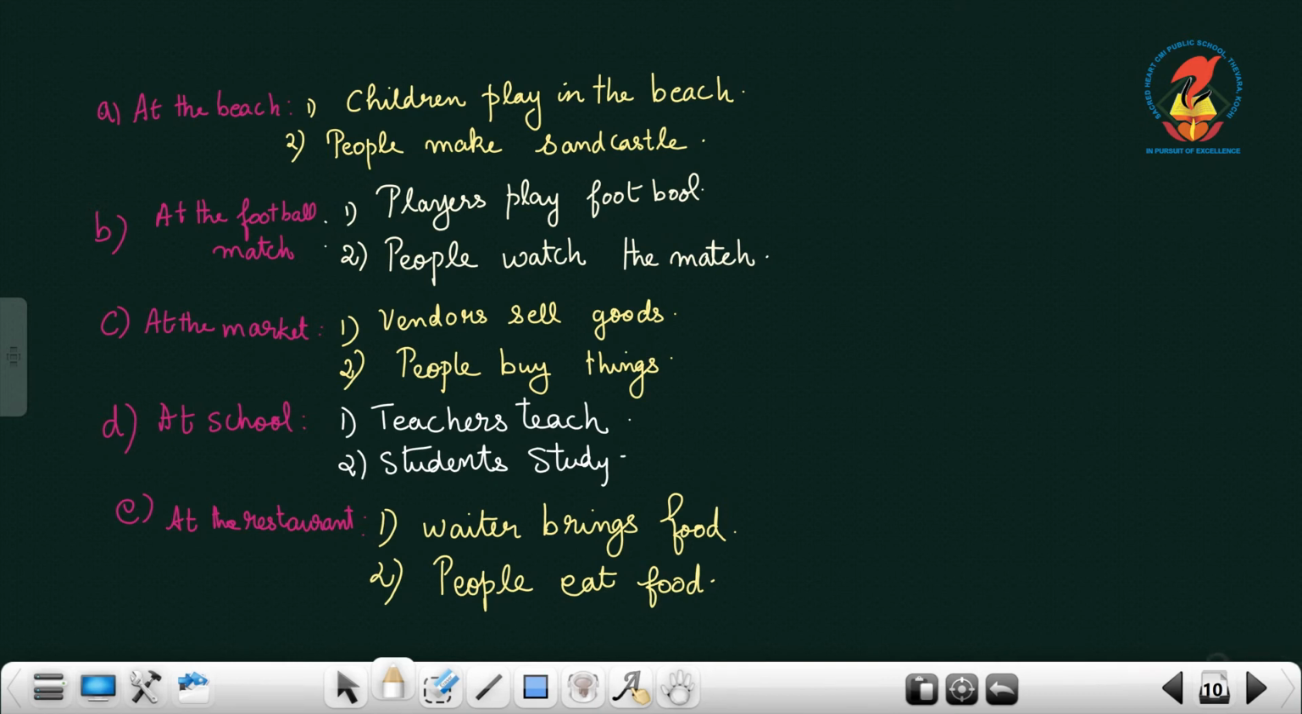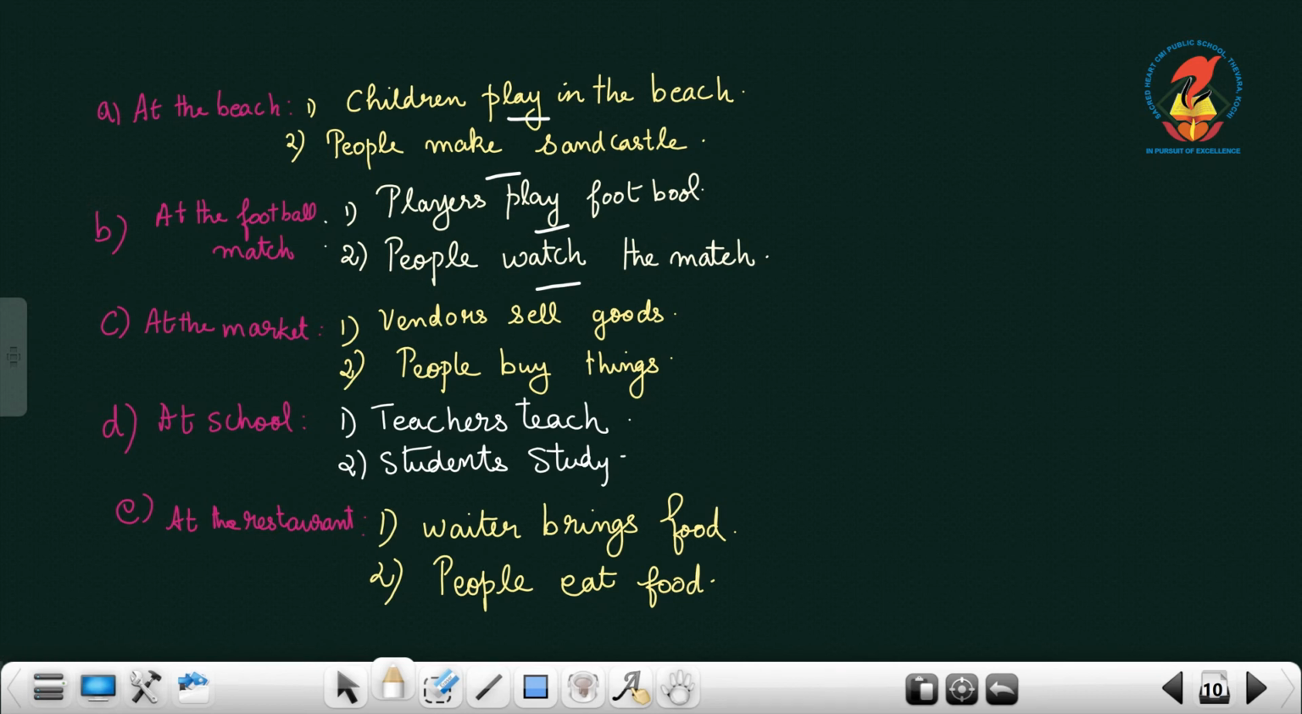See, children is plural, so you don't write plays. We just write children play. People, more than one person. Make, use the verb as such. Now what happens in a football match? The players play. Players, not one person, the players, they play in the football match and people watch the match. Okay, people, more than one person.